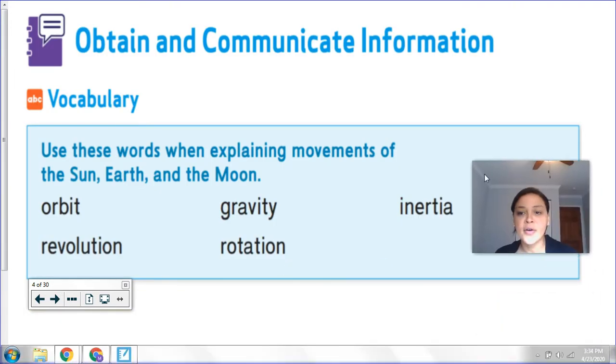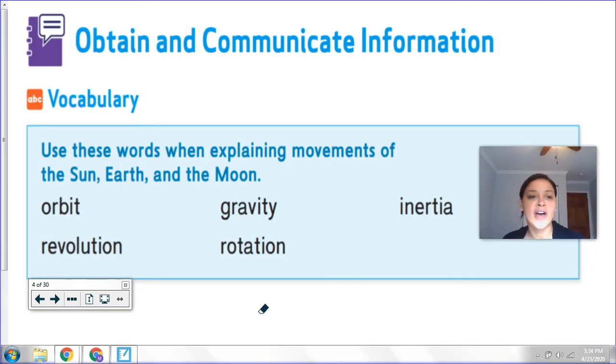Here are our new vocabulary words for lesson 1. We have 5 vocabulary words that we're going to use to explain movements of the sun, the earth, and the moon. We're going to use them to explain concepts. The words are orbit, revolution, gravity, rotation, and inertia. Take a look at these words, boys and girls, and see if you recognize any of them or know their meaning. For most of us, these are going to be new vocabulary words that we're just learning.